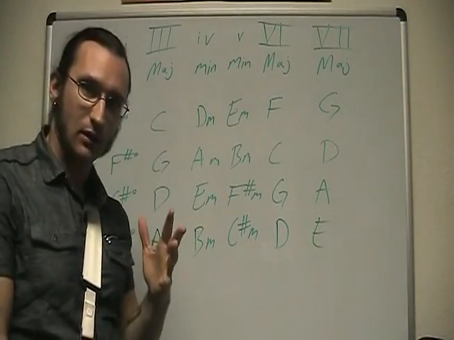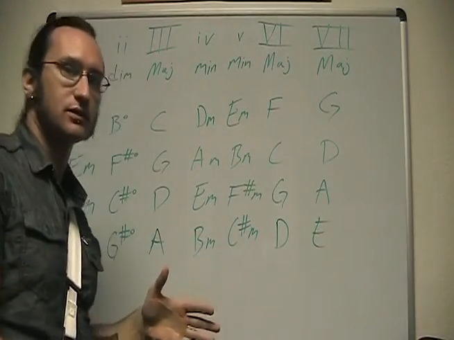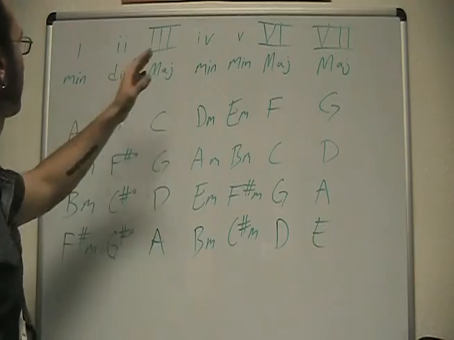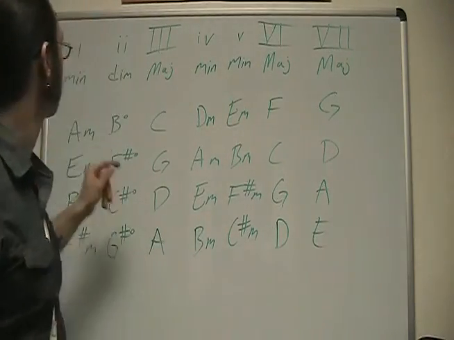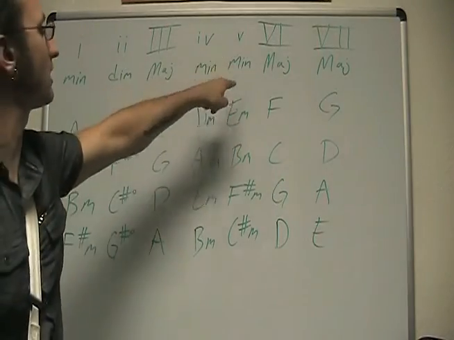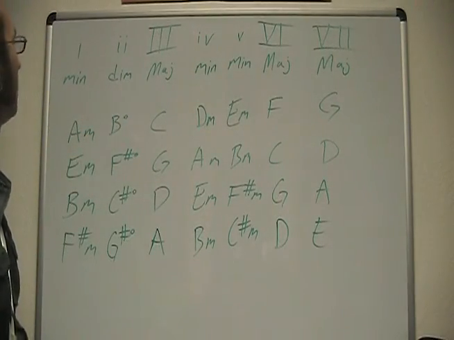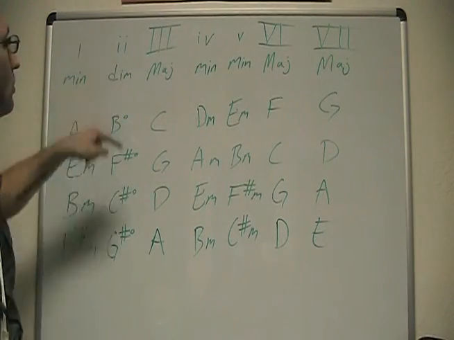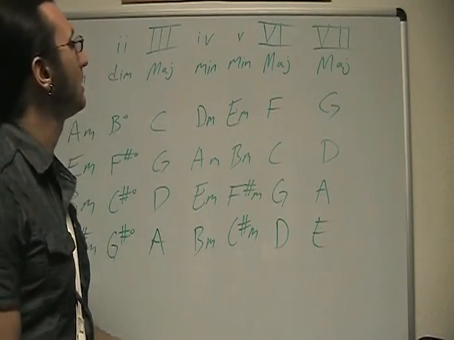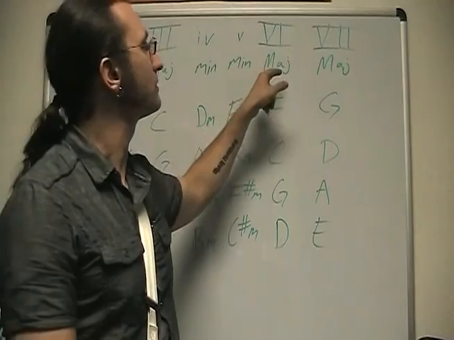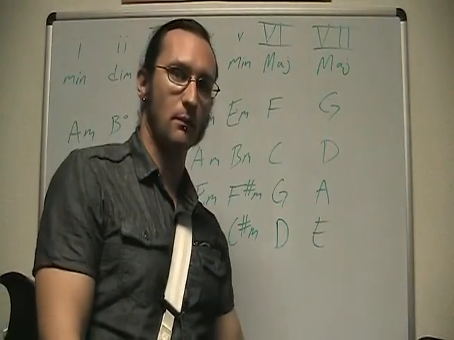But now things have kind of flipped a bit. So the 1, 4, 5 are now all minor. So you see we got the 1, 4, and 5 are now minor chords. The 2 chord, second chord, is the only diminished one now. And then the 3, 6, 7 are major.